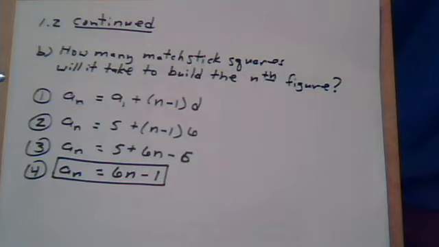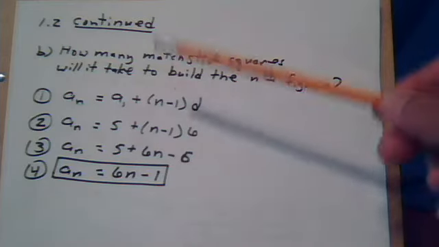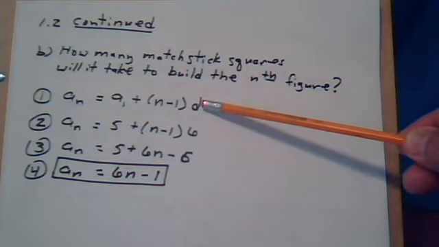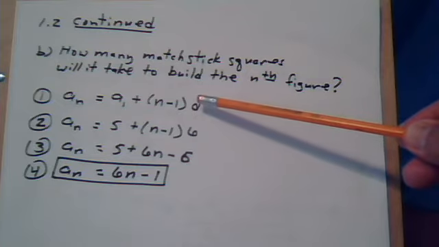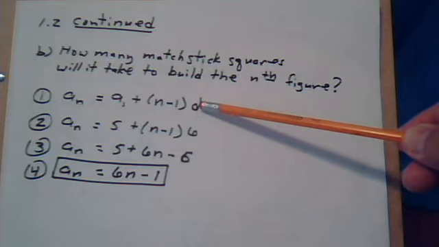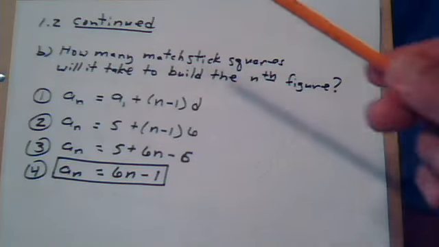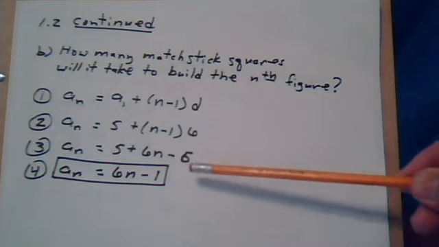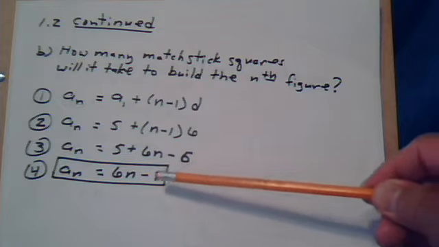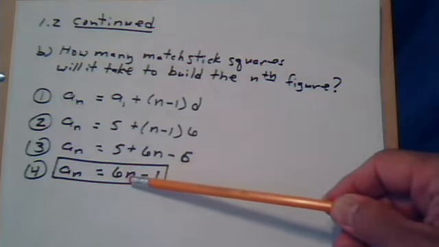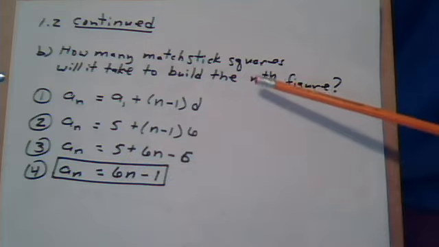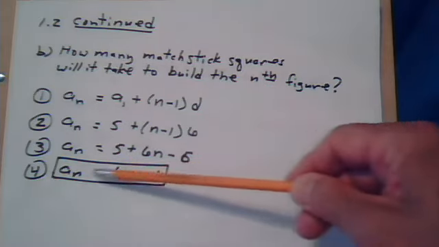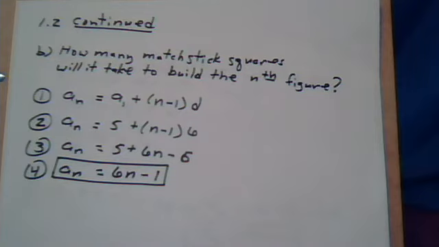B, how many matchstick squares will it take to build the nth figure? So working with the same 3 figures that are evolving, it's arithmetic, so you write your arithmetic sequence formula. Here it is. Plug in a sub 1, which is 5, we said before, and the arithmetic difference is 6. Plug it in. Simplify, and stop right here where the n is. Now this one is waiting for you to tell it which figure. But right here, they just want the nth figure, so you just leave the formula alone. You don't replace the n with anything.